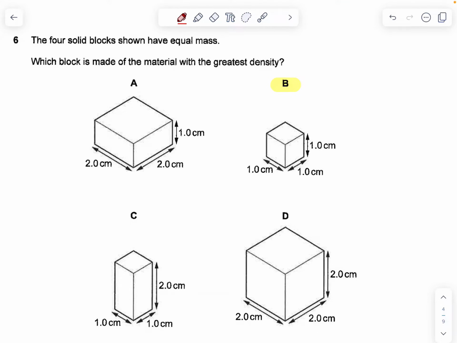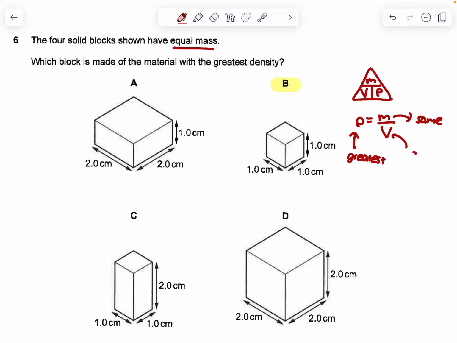Question 6. 4 solid blocks shown have equal mass. Which block is made of the material with the greatest density? So as we know the formula, rho equals mass over volume. Since mass is the same throughout, because the question gives equal mass, to get the greatest density, you need to have the smallest volume. So the option is B.